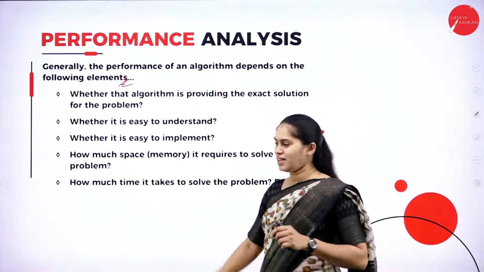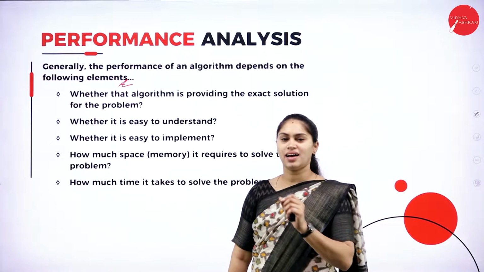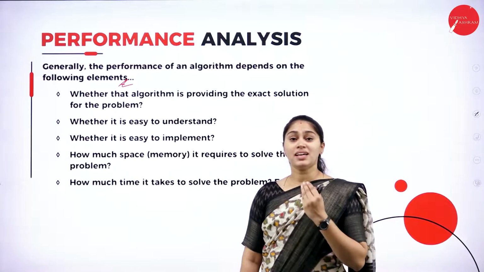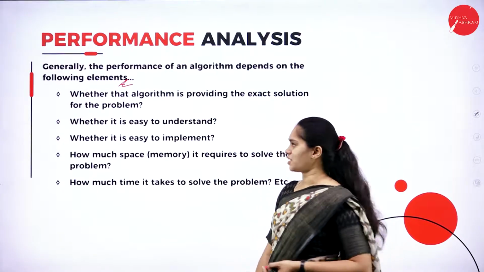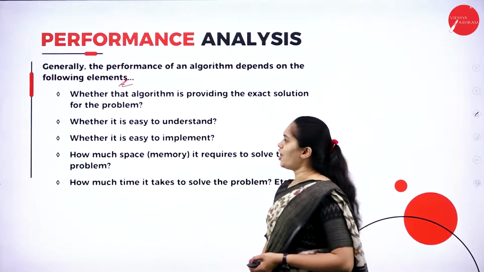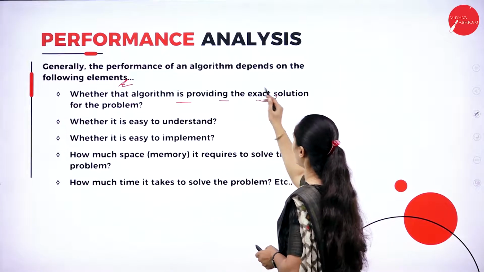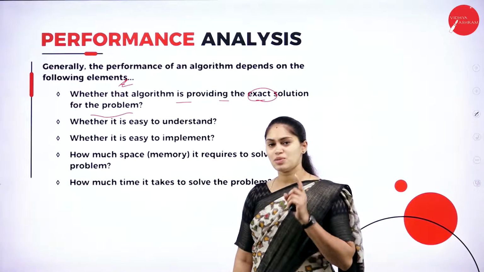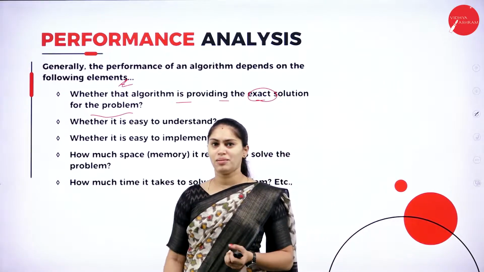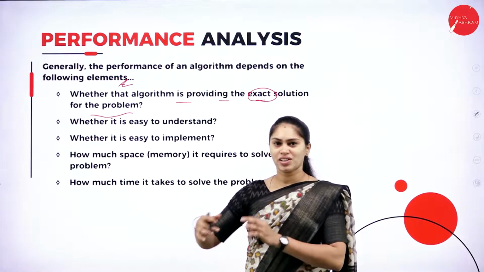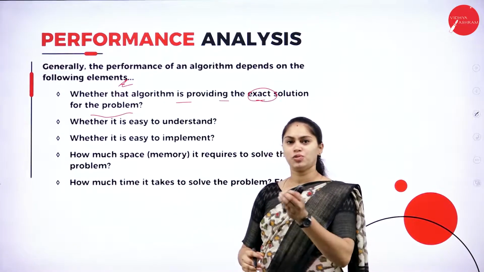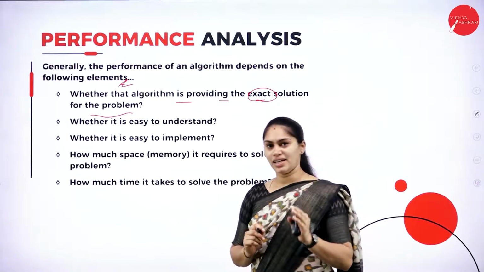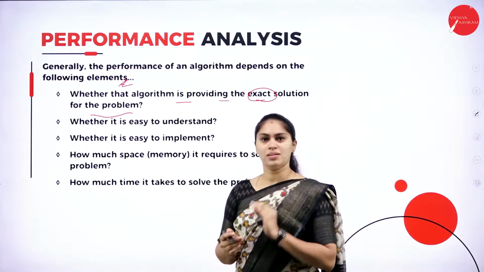So by using these elements, I can say that the algorithm we have chosen for the solution of a problem is efficient as well as effective. So what does it comprise? Whether the algorithm is providing the exact solution for the problem. Here we have to check whether it is providing an exact solution, or it is just simply touching the solution of a problem, or we are getting only alternatives for the problem. So we have to check whether it is the exact solution of a given problem.